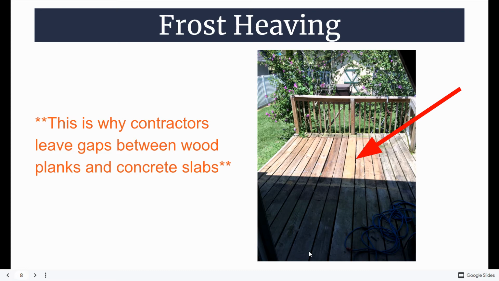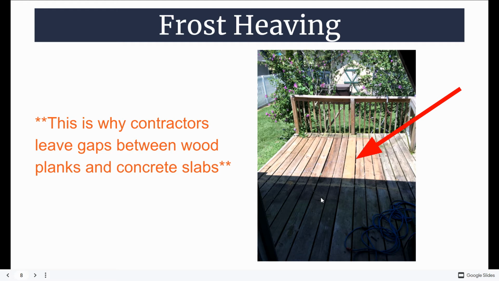Frost heaving and frost wedging. The frost heaving mainly is one of the reasons that contractors always leave a gap whenever they do concrete slabs or wood decks, because you get the water in there, it can expand and contract. It's going to freeze and thaw. And as that water expands and contracts in between the concrete, if there's not enough of a gap, it can cause those concrete slabs to separate, to shift, to crack, those kinds of things.